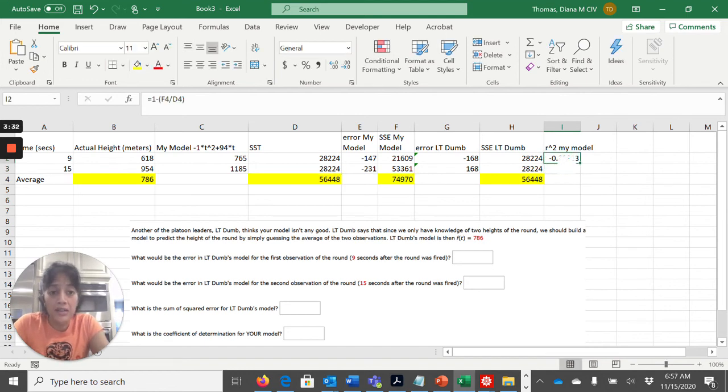So let me see what happened here. It shouldn't be negative. Let's see. F4 is the SSE of my model. D4 is the SST. And I do get something negative. So that is the R squared that I'm coming up with in my model.